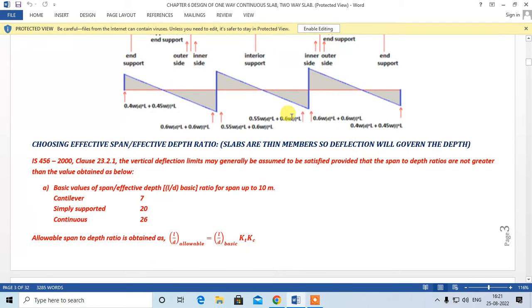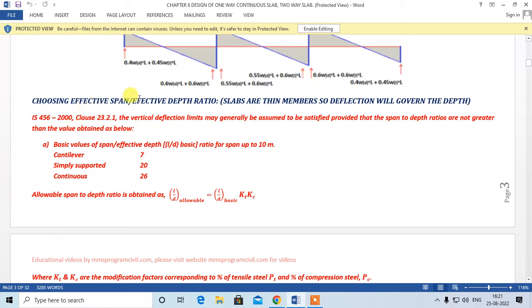Okay, choosing effective span by effective depth. Okay, that is ratio. Slabs are thin members, and so deflection will govern the depth. Okay, IS 456 2000 clause 23.2.1. The vertical deflection limits may generally be assumed to be satisfied provided that the span to depth ratios are not greater than the values obtained as below.